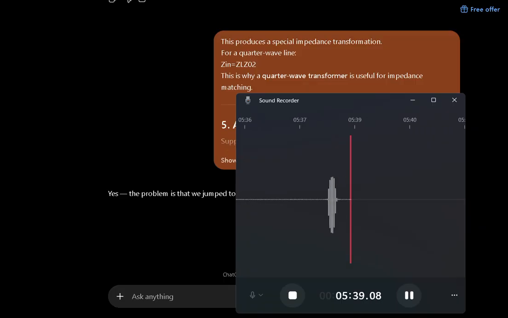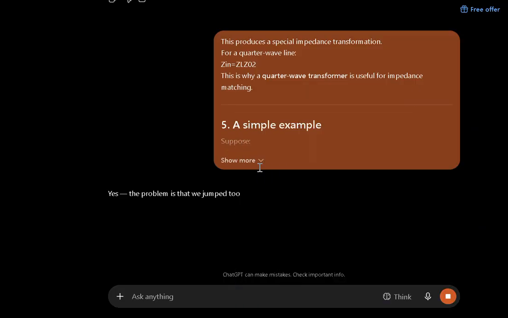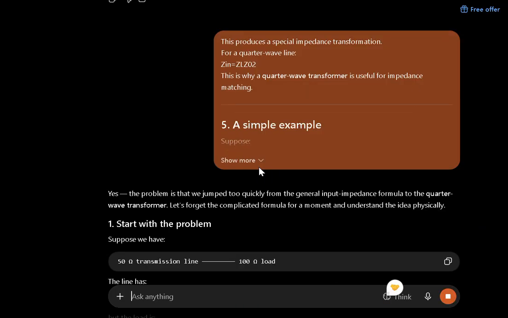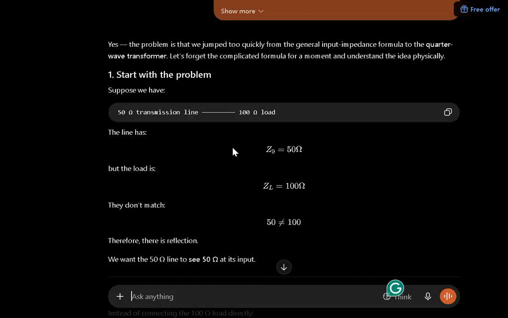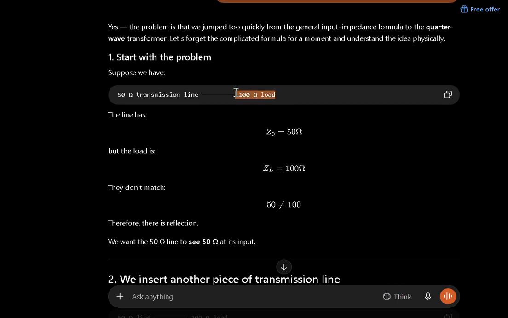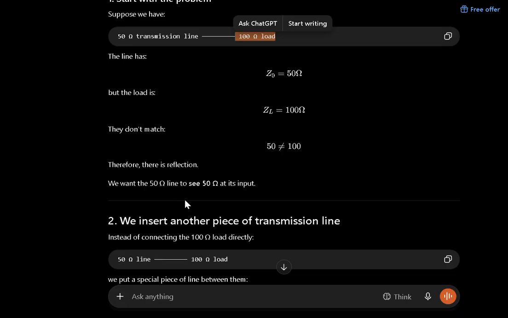Yes, the problem is that we jumped too quickly from the general input impedance formula to the quarter wave transformer. Let's forget the complicated formula for a moment and understand the idea physically. Start with the problem. Suppose we have a 50 ohm transmission line with a 100 ohm load. The line has Z0 equal to 50 ohms, but the load is ZL equal to 100 ohms. They don't match. Therefore, there is a reflection.